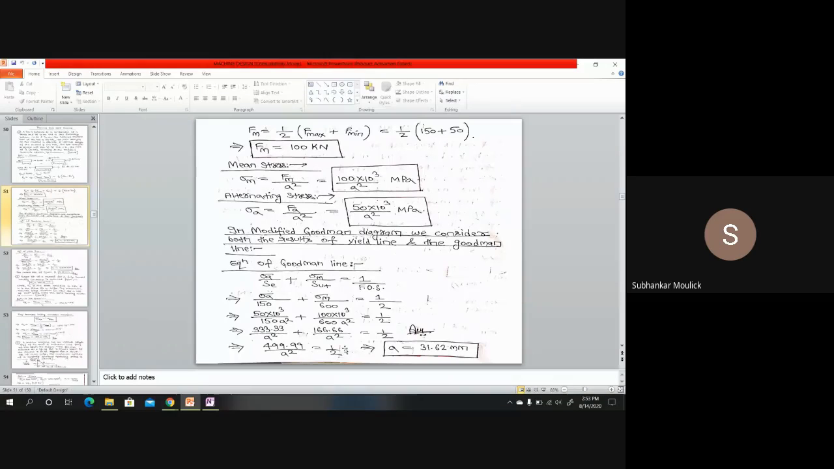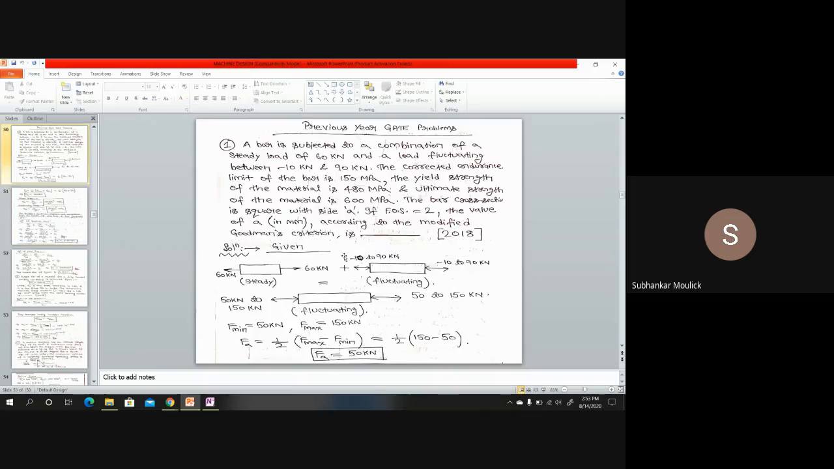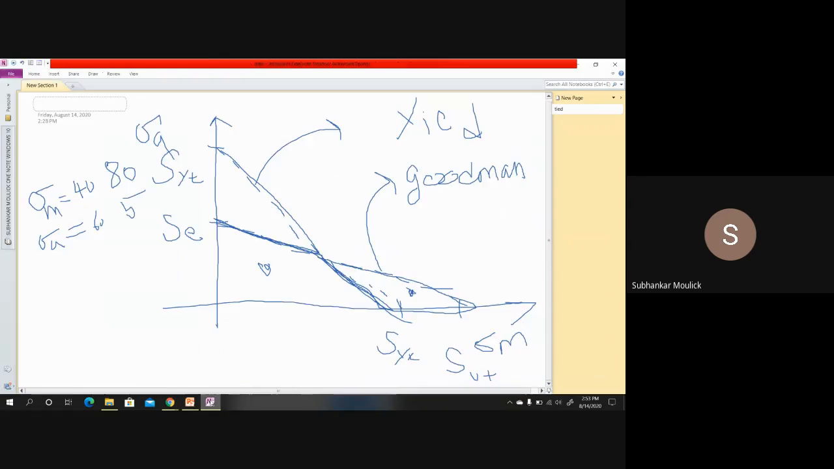Why? Because I have to solve this problem by the modified Goodman diagram. If the question had asked for the Goodman diagram, then A equal to 31.62 mm, the side of the square, would be our answer. Since we have to use the modified Goodman diagram, there are two regions: one is your Goodman region and another one is your yield region. Now I have to write down the equation for the yield region, find the value of side A, and whichever is maximum, I will take and design it. So let us do it.